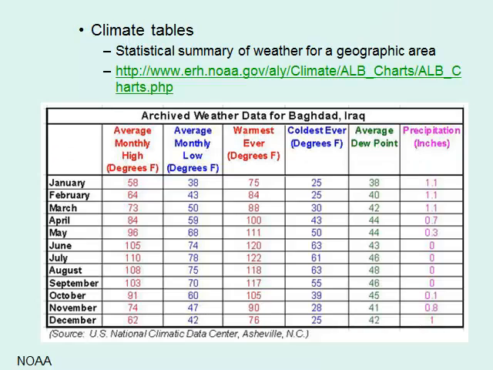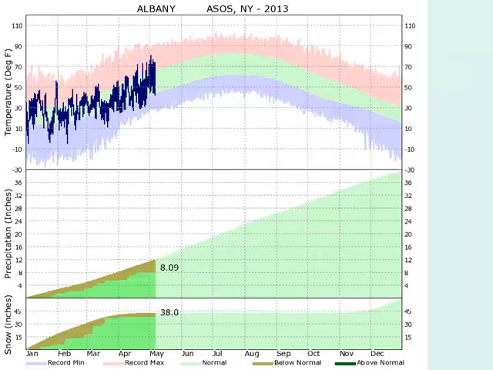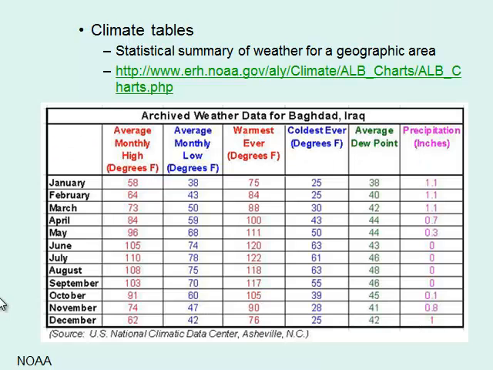We can also look at climate tables and charts like you see here. This is a statistical summary of weather for a specific area. This is for Baghdad, Iraq. You can see they've taken an average of the monthly high, the monthly low, warmest ever temperature for that month, coldest ever temperature for that month, average dew point for the month, and then precipitation in inches for the month. So you can see in this case here, instead of having daily points like we had here, we have averages for each month on this graph. So you can see this information reported in a variety of different ways.